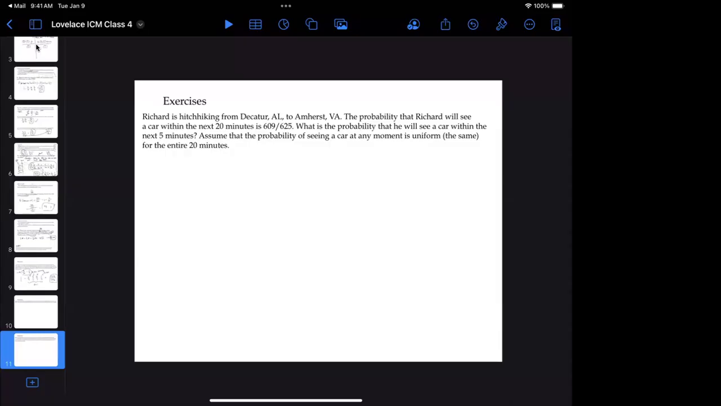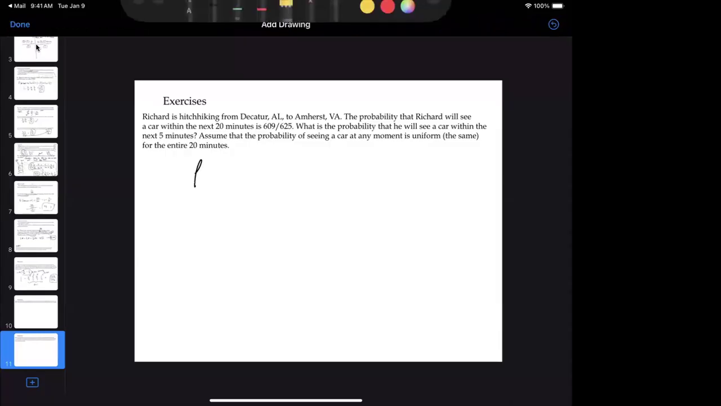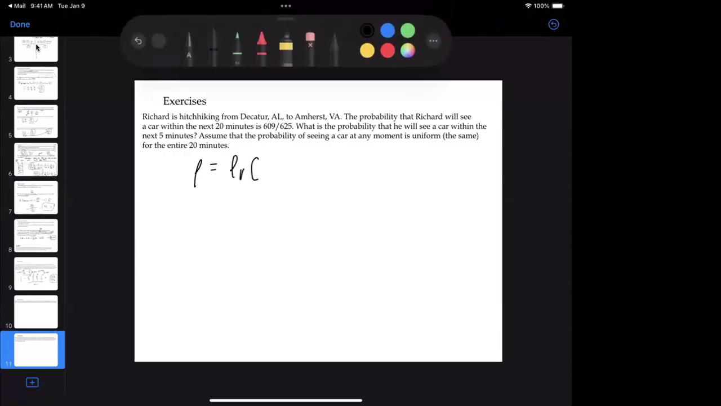For this question, I would hint to set up P, so let P be the probability of not seeing a car in 5 minutes. And see how you can manipulate P to get an equation, or an expression that is equal to 609 over 625. Because P is what we want, right? We want the probability of seeing a car within any 5 minutes.